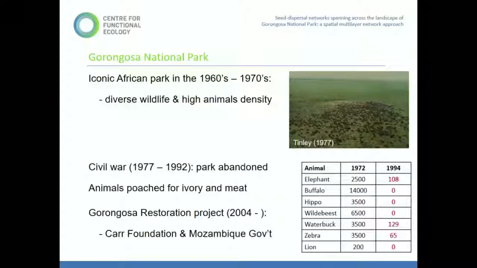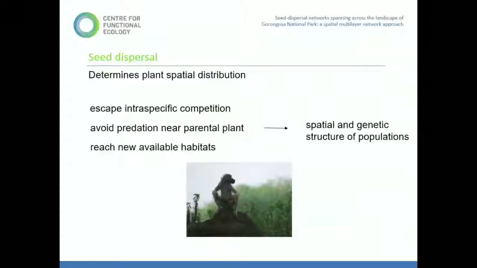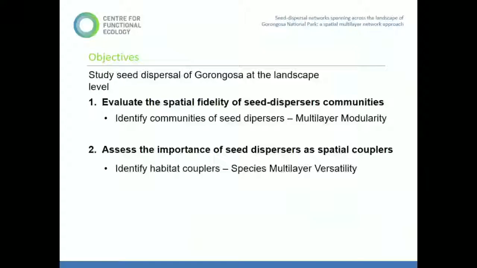And seed dispersal is quite an important stage of the plant life cycle, determining the spatial distribution of plants so they can escape interspecific competition, avoid predation near the parental plants, reach new available habitats, and then influence the spatial and the genetic structure of these populations. So, okay, we went there, and we wanted to look at seed dispersal at the landscape level in Gorongosa.